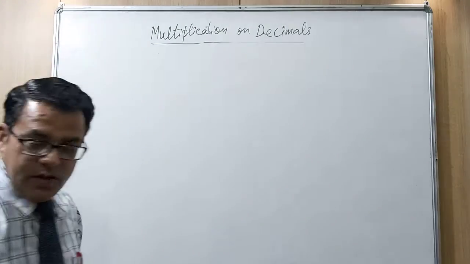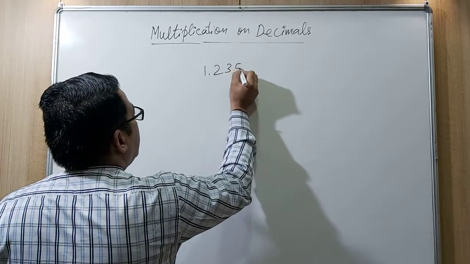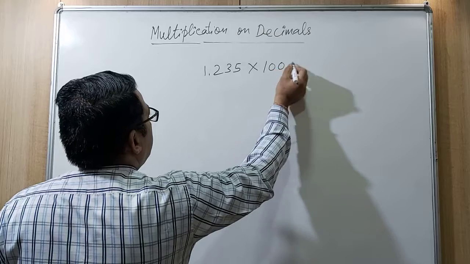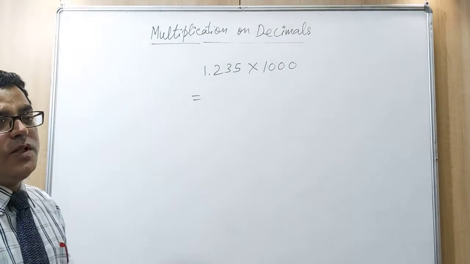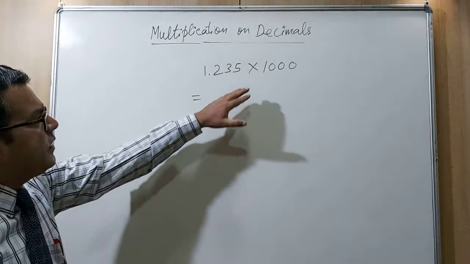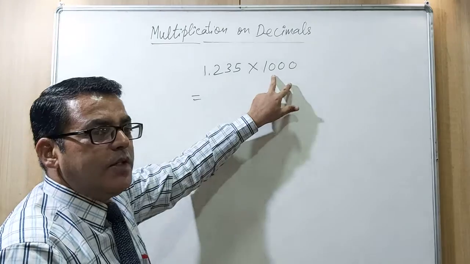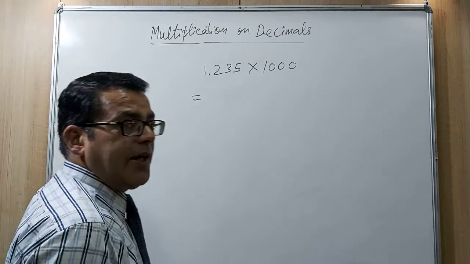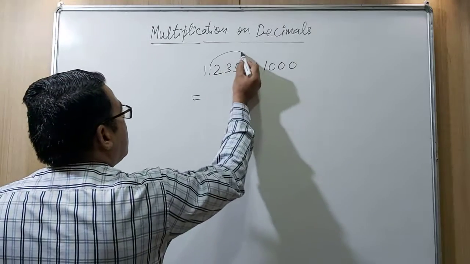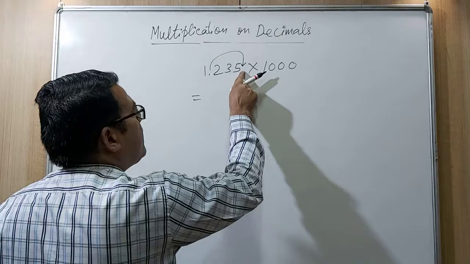Now see, 1.235 when we multiply it by 1000. How can we multiply? Now see, after 1 there are 3 zeros. It means we need to shift this decimal point 3 places to the right side. So first place, second place, third place. Here our decimal point will come.